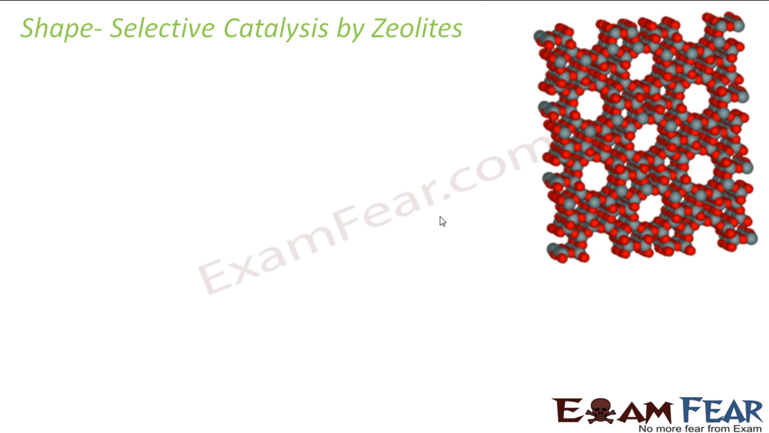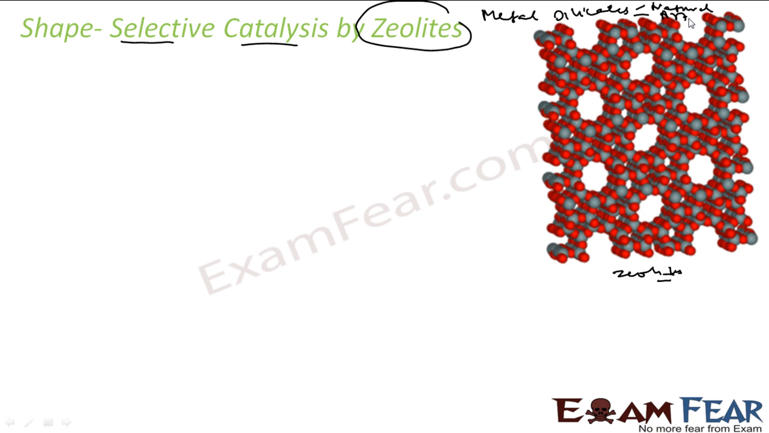The next property we will be studying is the shape selective catalysis, and these are done by zeolites. See, zeolites are what? Zeolites are metal silicates. And this is the example of zeolite. They are either natural zeolites or you have artificial zeolites also. They are nothing but metal silicates.